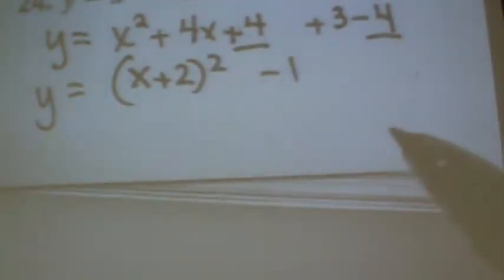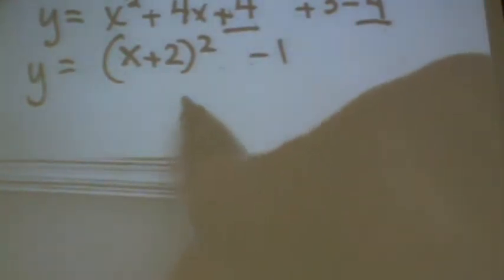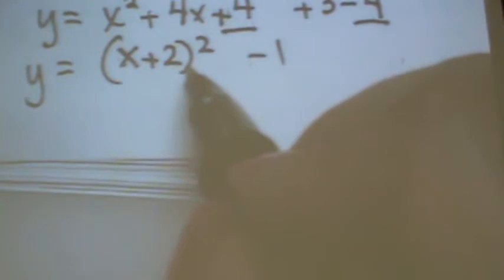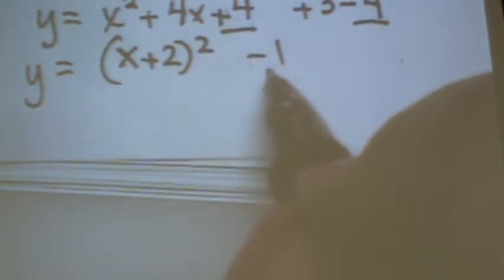Okay, so now, you guys learned what's the vertex. This is vertex form. Remember vertex form? Yeah. What's the vertex? It's to the left 2 and down 1. Now watch this.